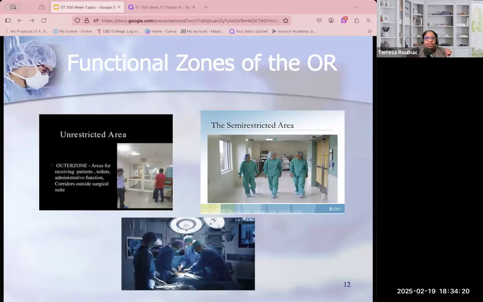Okay. Then we get in and we have our semi-restricted zone. And it's semi, but we're still pretty protected. You're going to have on your hair covers, you're going to have on your overprotective jacket, not your gown. You're going to have on shoe covers. And of course, we're wearing our scrubs. Now, this is going to include hallways and corridors leading to the restricted zone where the OR and sterile supplies are actually located.